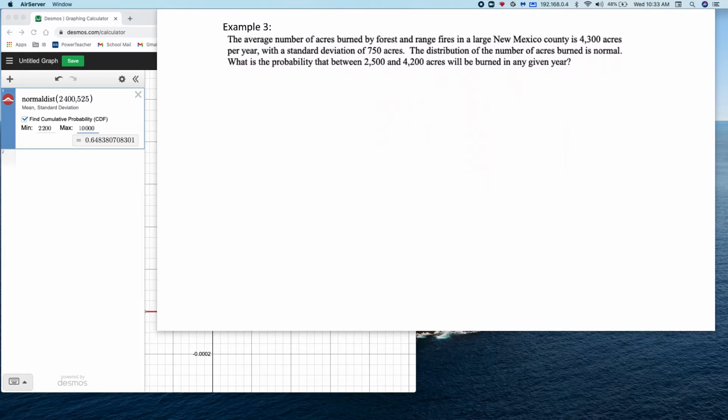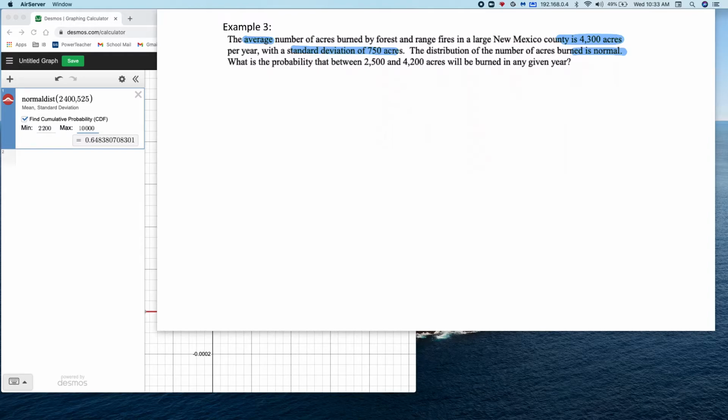The average number of acres burned in the National Forest in a large New Mexico county is 4,300 acres with a standard deviation of 750 acres. Assume the distribution is normal. What is the probability that we're between 2,500 and 4,200 acres? So, key things on this: you've got a mean, that's the average, you've got a standard deviation, and they told you it's normal. So we know we need to use the normal distribution.